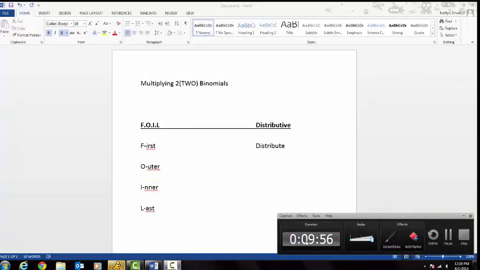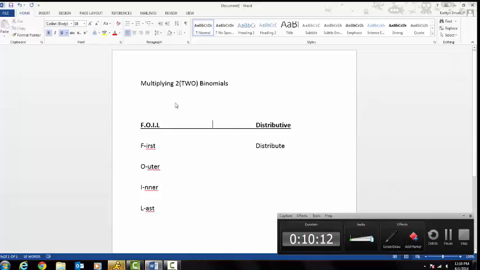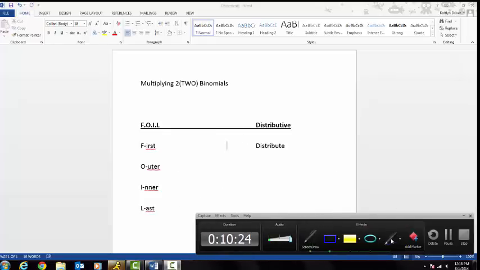You can always go back and pause it if you didn't get that done. Okay. So now, since I'm done with that, we're going to do another example. Okay, so this is example 2.